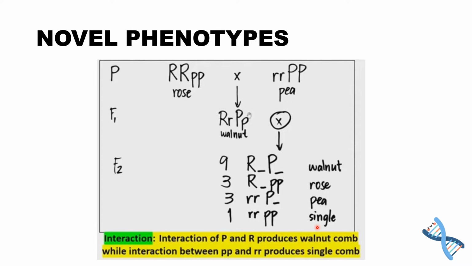So, those are the novel phenotypes for what we call gene interaction. That's it, as simple as that. Just, as the name implies, to help us remember, novel phenotype is new phenotype. The interaction of those two genes will produce new phenotypes, or what we call novel phenotypes.